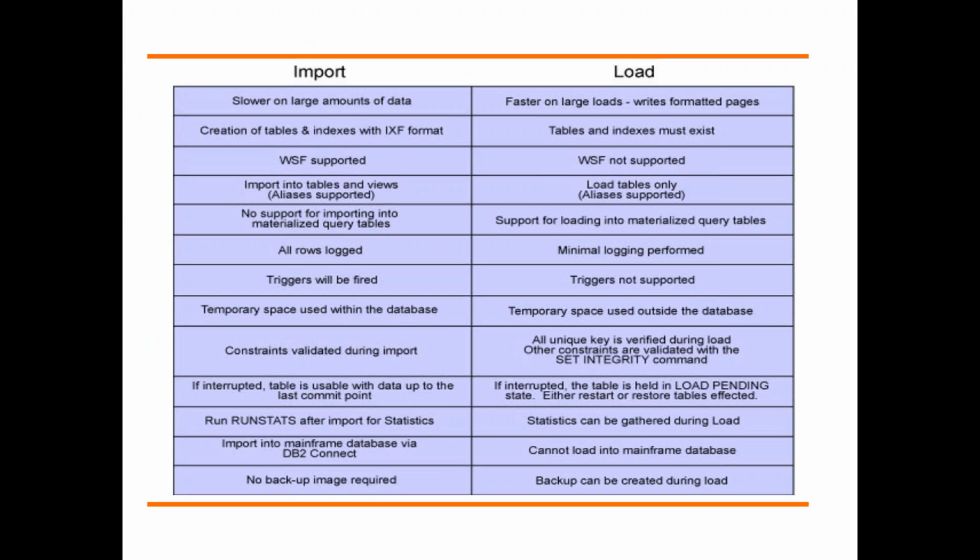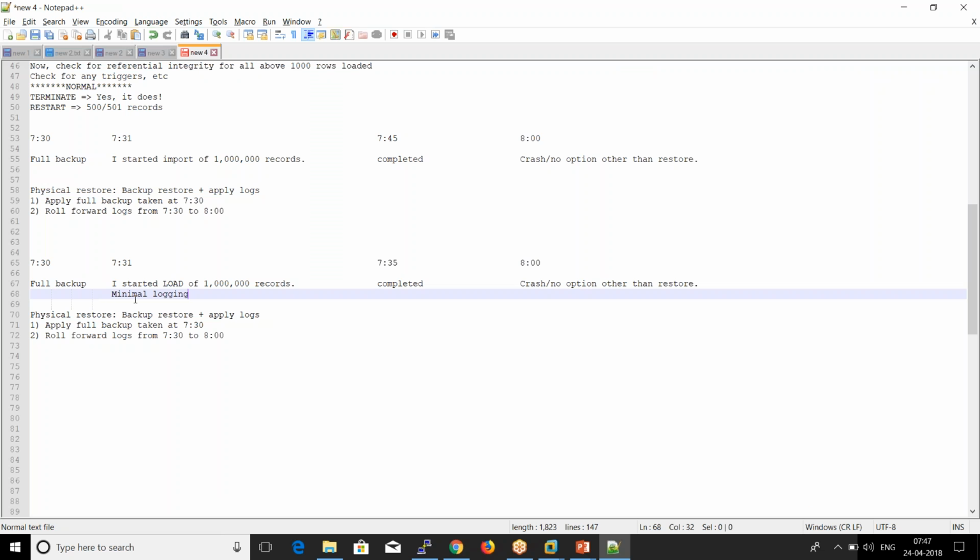You see what I'm saying? That is the difference here. In import, all rows are logged. In load, minimal logging is performed. Now if it does not have what it has loaded, how do I recover? You cannot recover. And if I cannot recover, it's a question of data integrity. If a crash happens and someone loaded 1 million records on production, I cannot get back those 1 million records. Why? Load does not log this data.